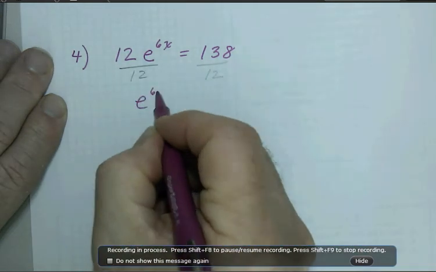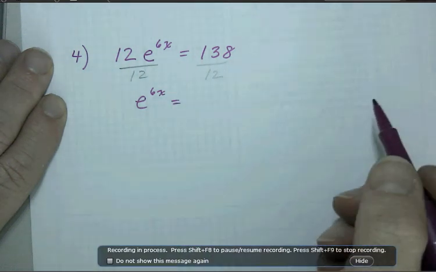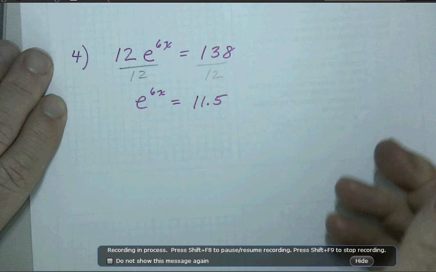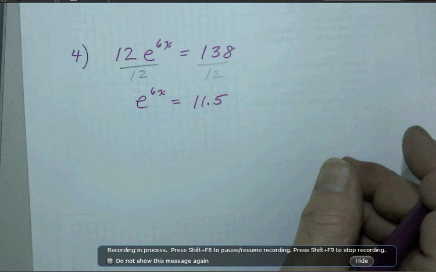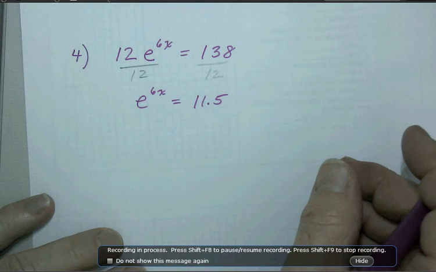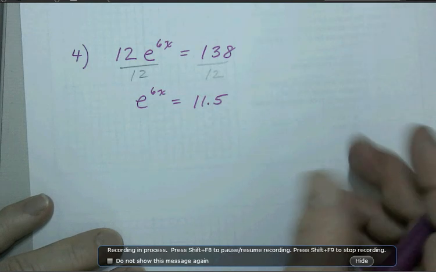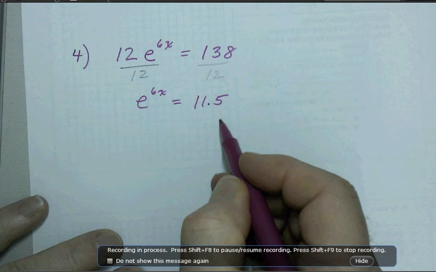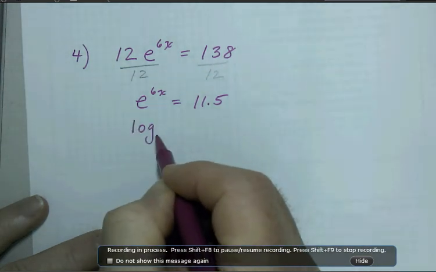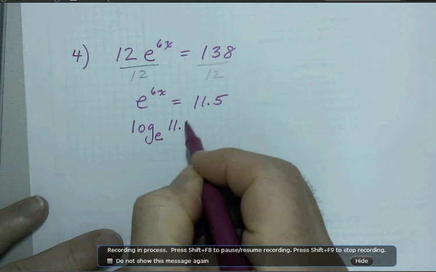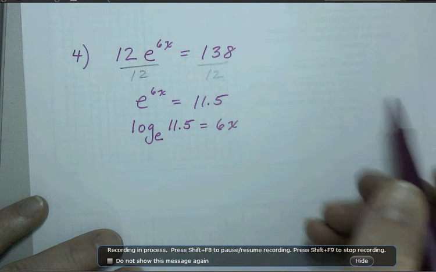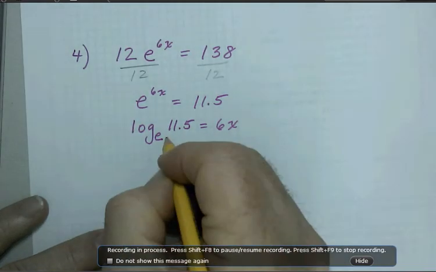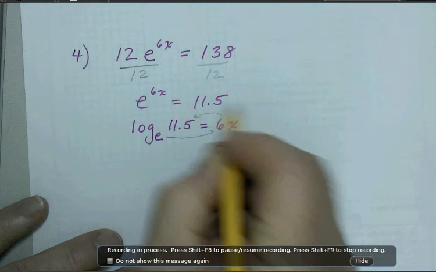So e to the 6x is equal to, well, 138 divided by 12 is 11.5, so that's not too bad. So I can write that down. The previous problem, the 121 over 9, just like I said, it repeated, but it didn't stop, and so I thought, nah, I'll just leave it. So here, I need to say what power of e gives me 11.5. So I rewrite the log again. You could check it. e to the 6x equals this.